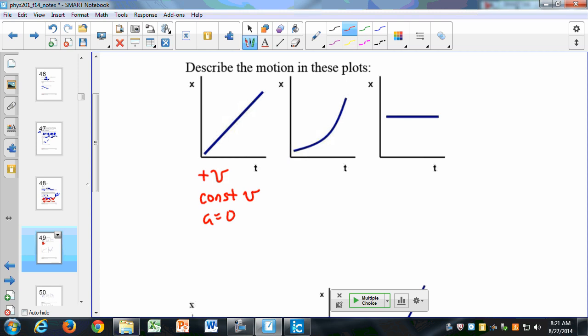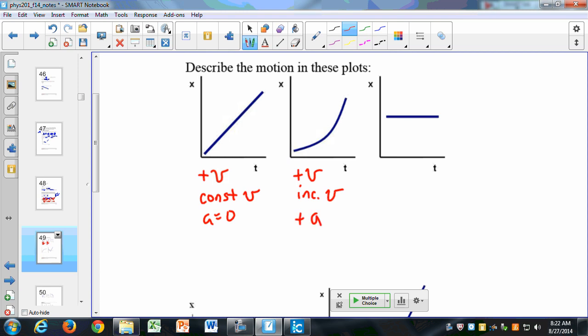So here I have a positive velocity, an increasing velocity, and an acceleration that's positive, negative, or zero? Positive, very good. So we think back to those rules. If the velocity and the acceleration are in the same direction, it's going to be speeding up. In this case, it's speeding up in the positive direction, so it has to have a positive acceleration.